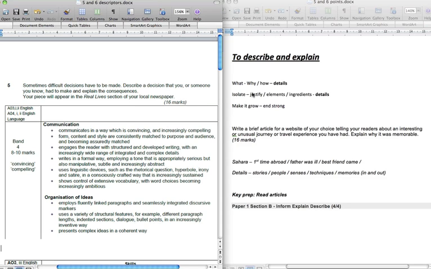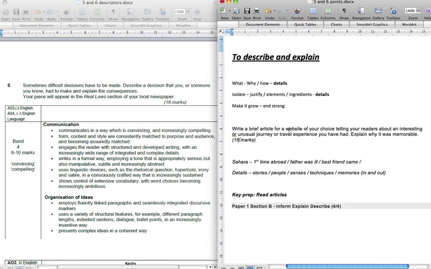So let's take an example. Here's a question. Write a brief article for a website of your choice telling your readers about an interesting or unusual journey or travel experience you've had, and explain why it was memorable. So if we take this what, why, how, and then details approach.